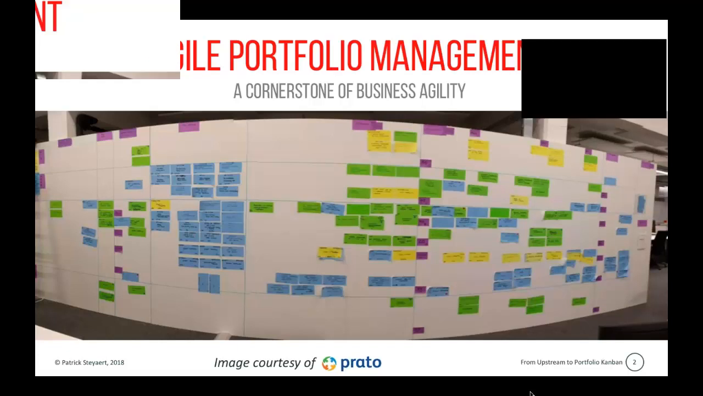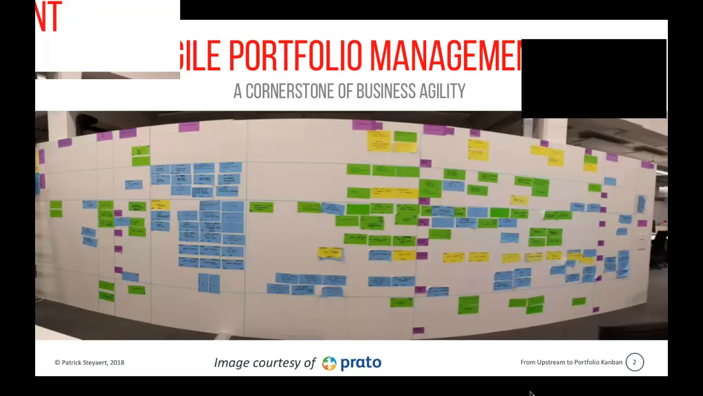So I think the importance of the portfolio cannot be underestimated, or should not be underestimated. So it's really important. It also plays a key role in many of the scaled Agile frameworks for scaling Agile. So I think everybody agrees about the importance of portfolio management and adapting it to an Agile context.